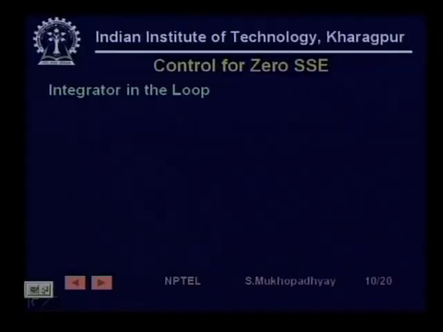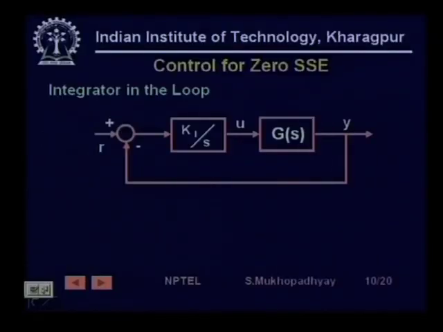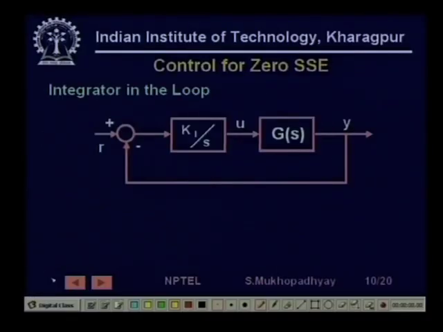So, there are actually 2 cases in which an integrator is required. The first case is this one. If you have an integrator here, imagine that I have written Ki by s in Laplace domain notation, which means that u is equal to the integral of Ki E(t) dt. So, this is the integrator, and this is equal to u(t).